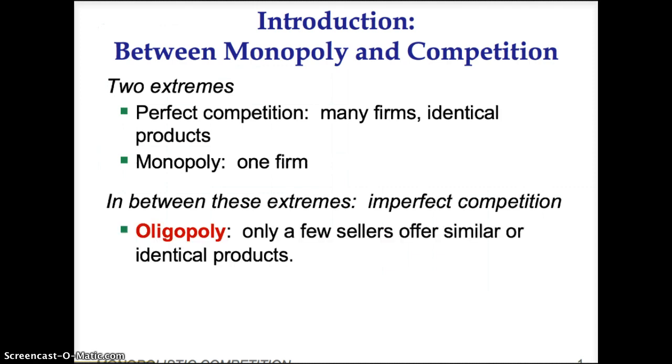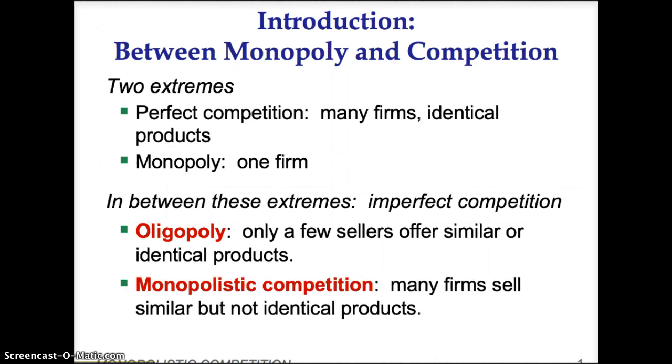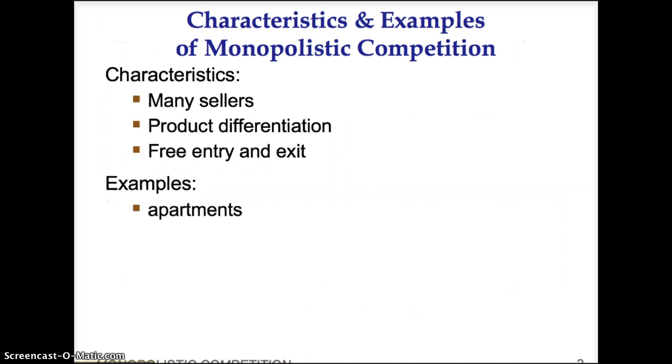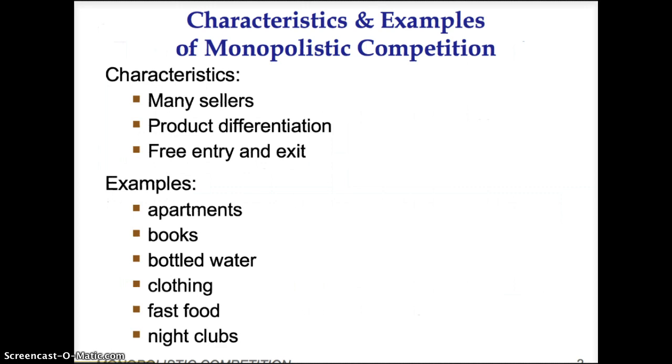An oligopoly is a market structure with only a few sellers that offer similar or identical products. Monopolistic competition is a market structure with many firms selling similar but not identical products. Monopolistic competition has many sellers, product differentiation, and free entry and exit. Examples of goods sold in monopolistically competitive markets are apartments, books, bottled water, clothing, fast food, and nightclubs.